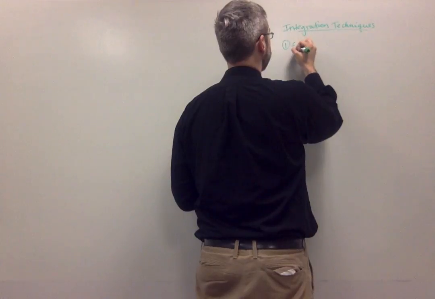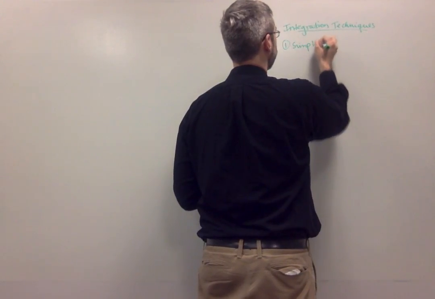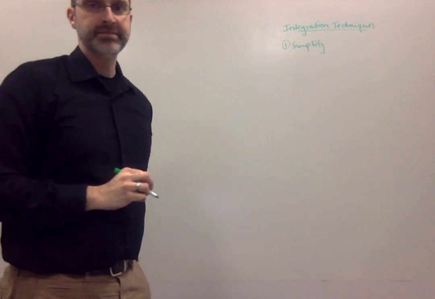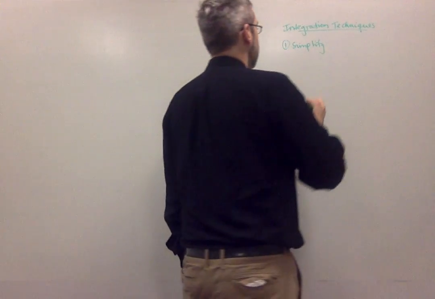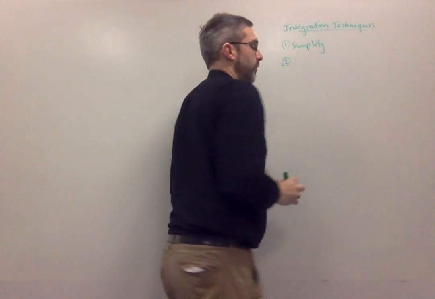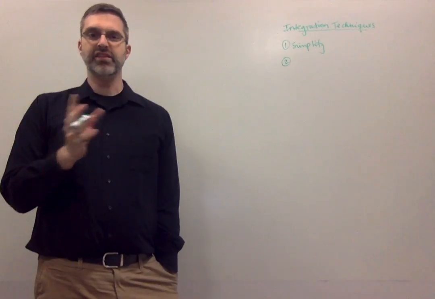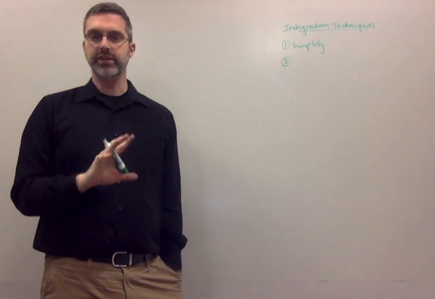And one of those steps is simply to simplify. Okay, so we simplify. That's if we see that we can multiply stuff out, if we can divide stuff out, if there's a way to factor and cancel, things like that. Those are things that we talked about last time.